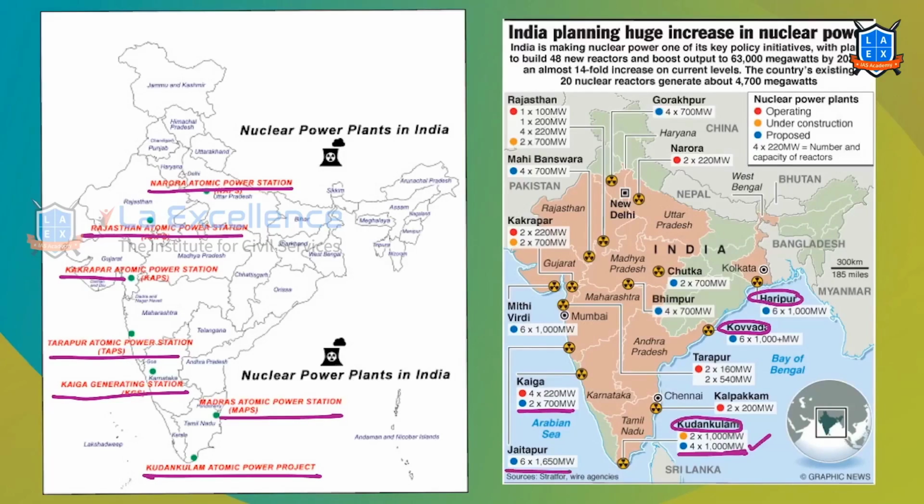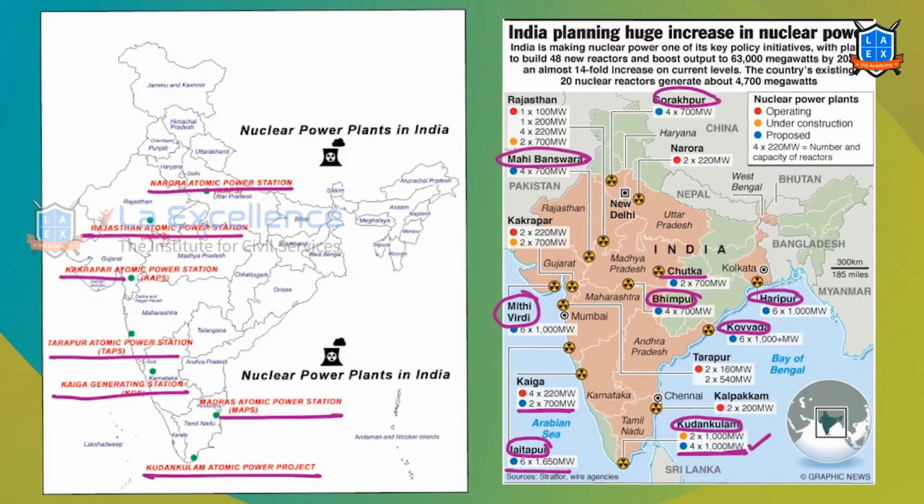Jaitapur in Maharashtra is a new place where we propose a new nuclear power plant. Next, Mithi Virdi is another place in Gujarat. The government has proposed a nuclear power plant over there. And then look here, Bhimpur. Bhimpur is proposed, Chutka in Madhya Pradesh, Mahi Banswara in Rajasthan, Gorakhpur in Haryana. These are the areas where we propose the new nuclear power plants.